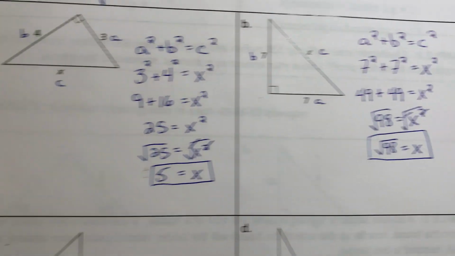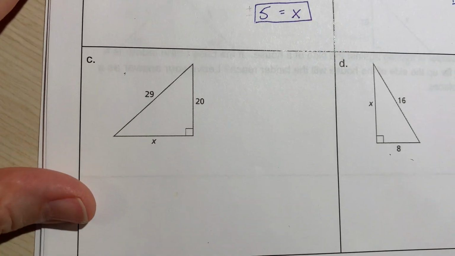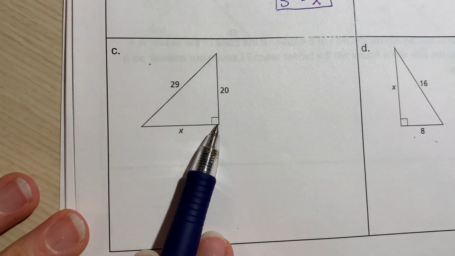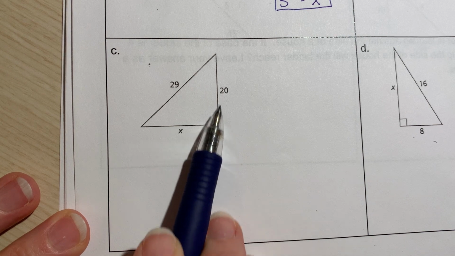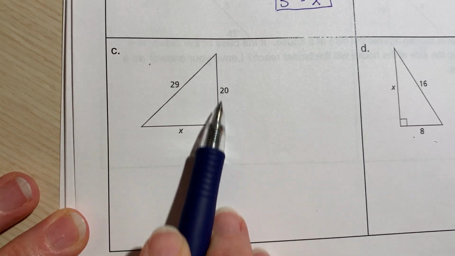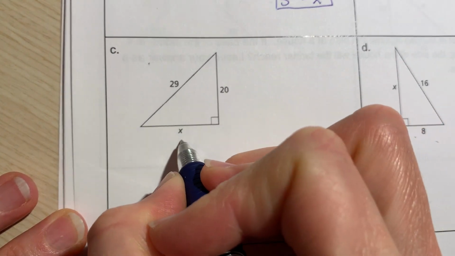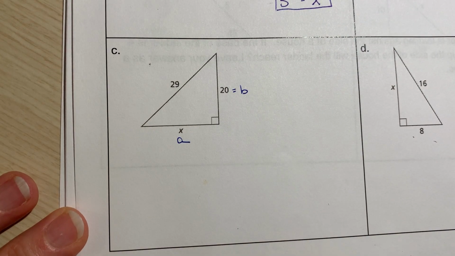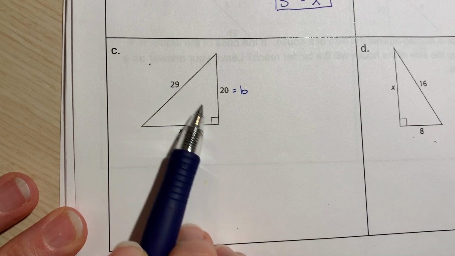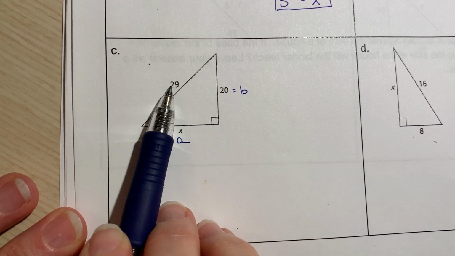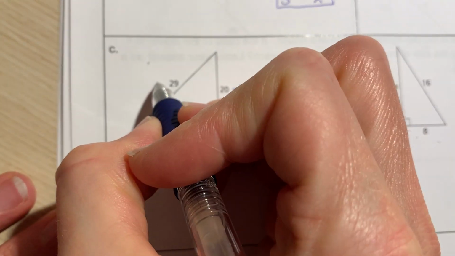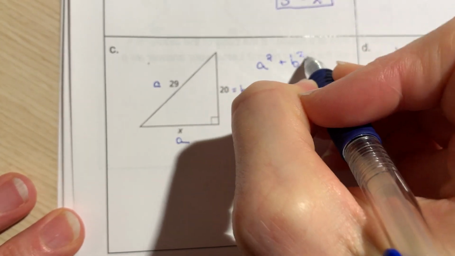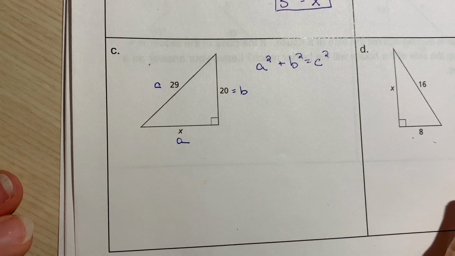All right, let's do another. First thing you want to do is find your right angle. Here's my right angle, and the two sides that touch my right angle are my legs. Doesn't matter which one you call A and which one you call B. I'm just going to do that. The other side is the hypotenuse, and remember it's always directly across from the right angle, so this will be your C. So A squared plus B squared equals C squared.